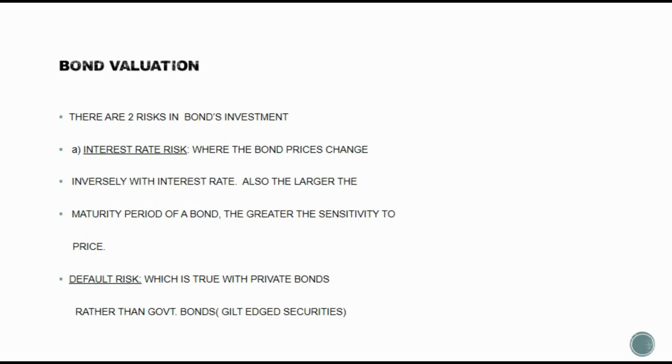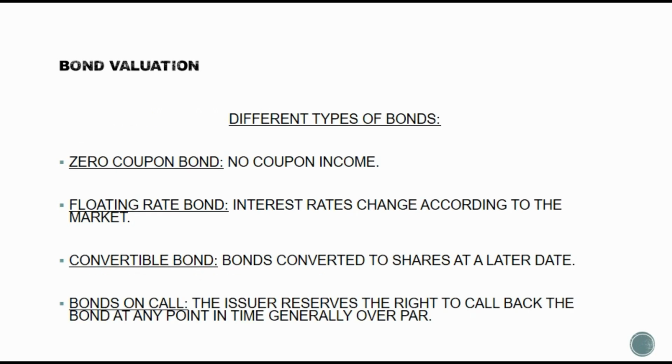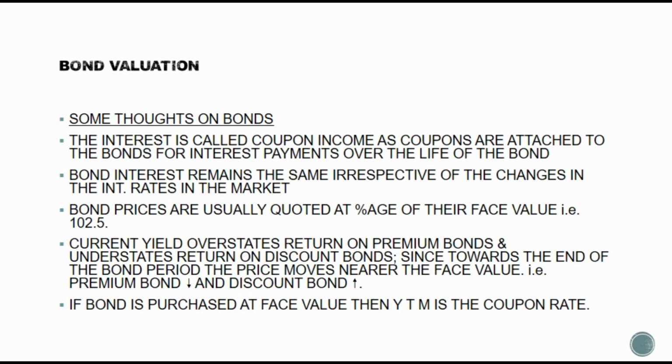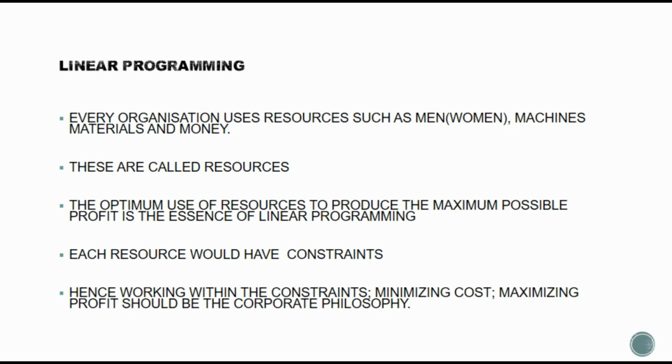There are two types of risk in bond investment: interest rate risk, where the bond prices change inversely with interest rates, and the larger the maturity period of a bond, the greater the sensitivity of its price. Default risk, which is true of private bonds. Now, different types of bonds: zero coupon bond, floating rate bond, convertible bond, bond on call. You can go through these important points.